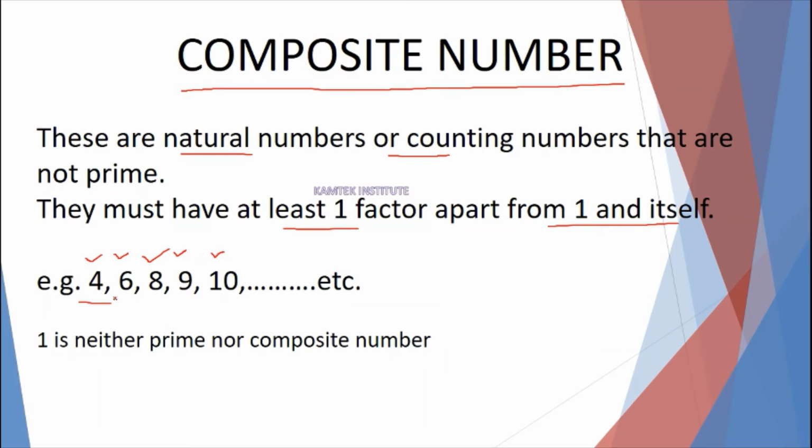Similarly 6 is divisible by 1. Even 2 is a factor, 3 is a factor and 6 itself is a factor of 6. So ये सारे numbers composite numbers होते हैं. इसमें one point to remember is that 1 is neither a prime number nor a composite number.